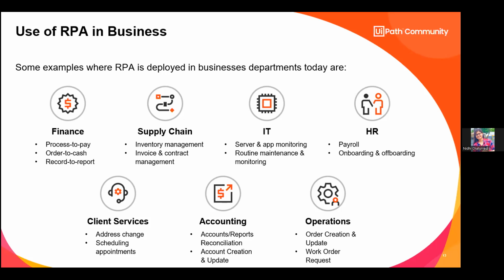Coming to the finance department, which uses RPA at the maximum. It has process to pay, order to cash, and record to report. These are a few use cases that deal with structured data, for example, an Excel file. Basic rule-based tasks are being done, basic calculations in Excel are done, reconciliation is being done, right? You are creating pivots and basic rules in your whole task. So these are the processes in finance that can be easily automated. Coming to the supply chain, inventory management, invoice and contract management, right?